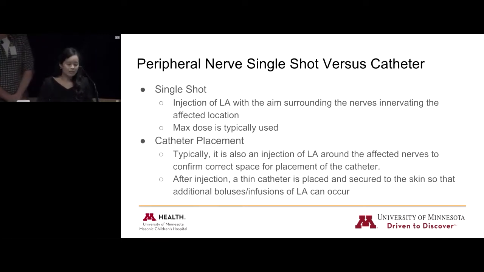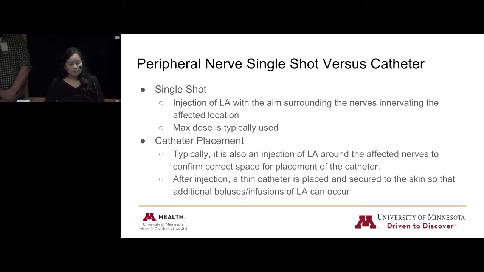What does that entail? So a single shot is basically an injection of local anesthetic, and the aim is to surround the nerves innervating the area of the affected location, whether it be for a surgical procedure or, for example, a fracture reduction. Typically, you use the maximum dose per weight for the patient to get the best effect in terms of duration. Single shot is a bit of a misnomer. Typically, you do several injections in the same area to make sure that nerve is completely surrounded with local anesthetic.